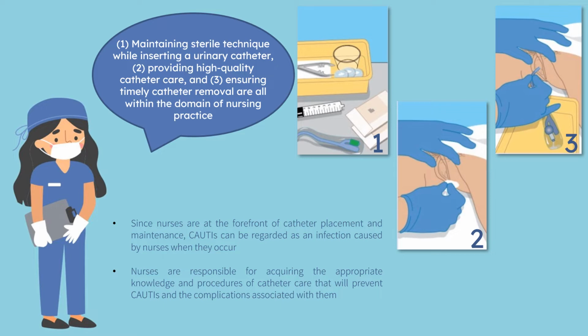CAUTIs can lead to such complications as prostatitis, epididymitis, orchitis in males, cystitis, pyelonephritis, gram-negative bacteremia, endocarditis, osteomyelitis, septic arthritis, and so much more. The complications associated with CAUTIs can cause discomfort to the patients, prolonged hospital stays, increased costs, and mortality and morbidity rates.